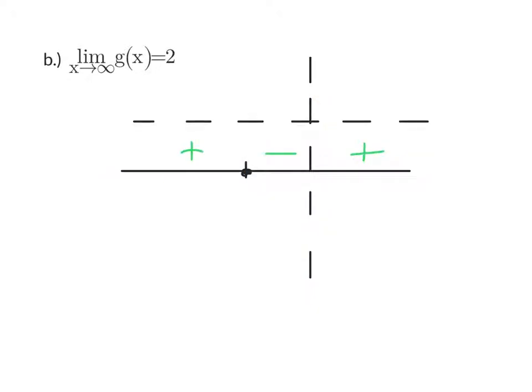For g of x, we have a similar sign chart. We got a zero and a vertical asymptote. But this time, the limit as x approaches infinity of g of x is now going to be positive 2, which means we have this horizontal asymptote at positive 2. However, when we graph it on this first interval, we're going to want to come out of the zero and get close to our horizontal asymptote, staying above the x-axis because we're positive on this interval.